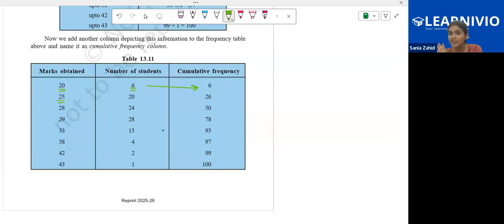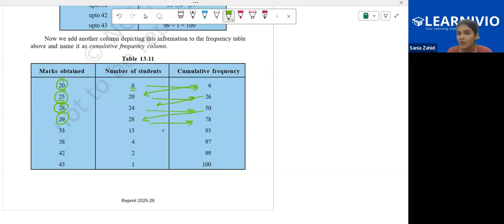Then up to 25, see, 20 students got 25 marks, but up to 25, how many students got? Up to 25 will include 20 also and 25 also. So that means you add this value to get 26. Now up to 28, you add this value to get 50. Up to 29, you add 50 and 28 to get 78. So that is how you find cumulative frequency. To find the cumulative frequency, you add the previous cumulative frequency to the next frequency.